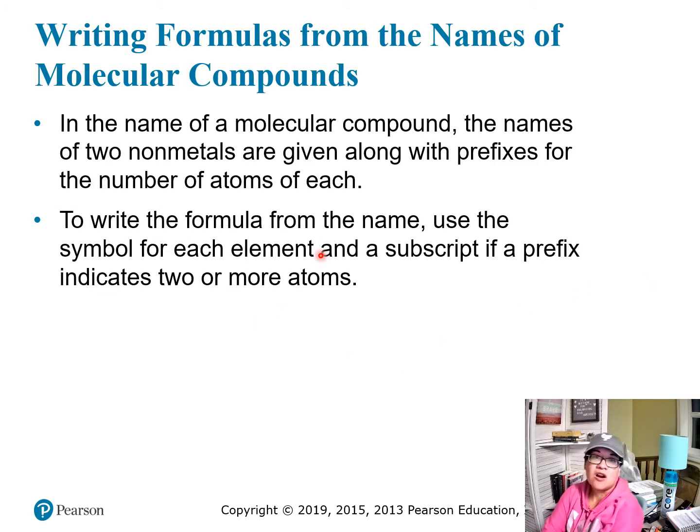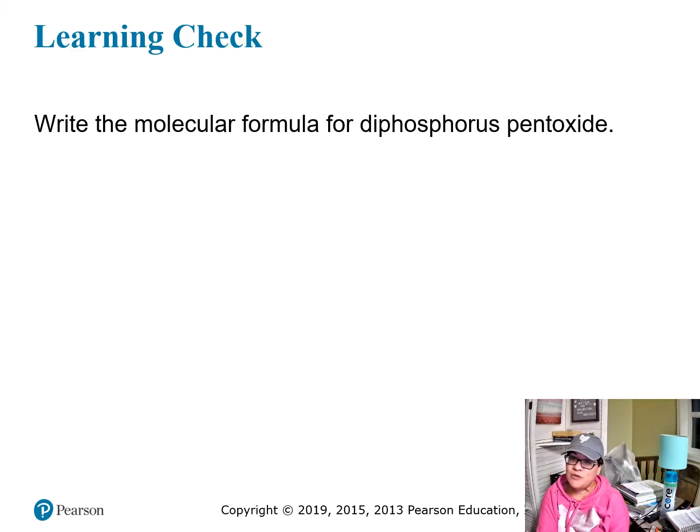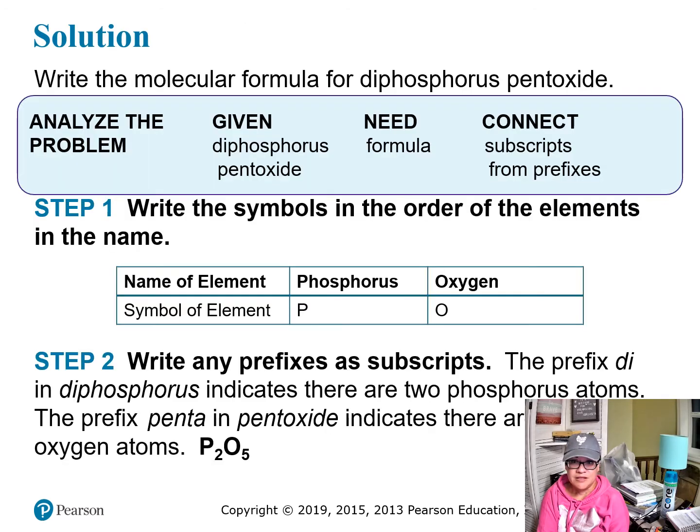Okay, so when we are writing the formulas, we can go from formula to name or name to formula. To write the formula from the name, you just use the symbol and then use the prefixes to tell how many atoms you have. So see if you can do this one, diphosphorus pentoxide. And here is your formula. We know we have phosphorus and oxygen, and then we use the prefixes to tell us how many. So that would be P2O5.